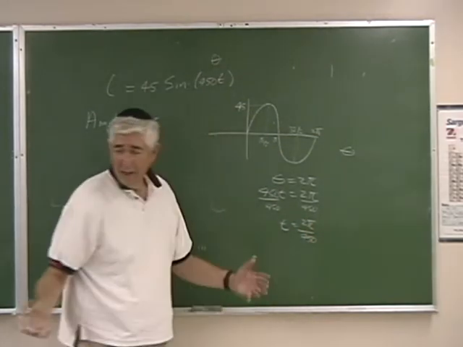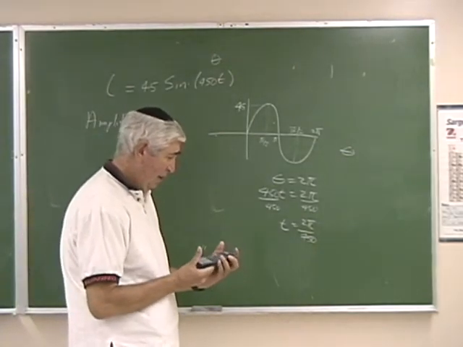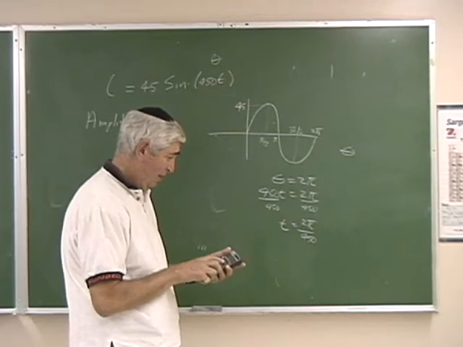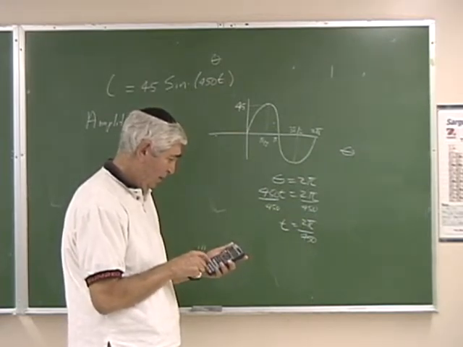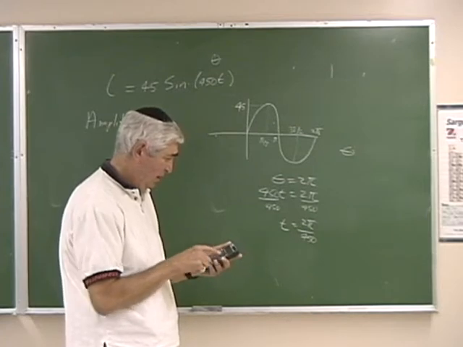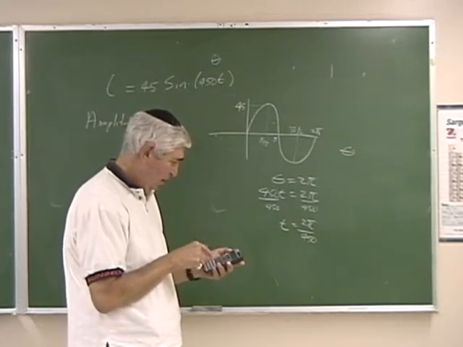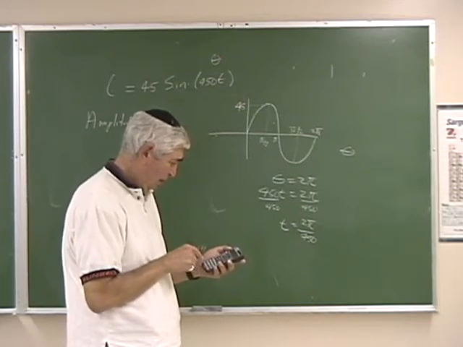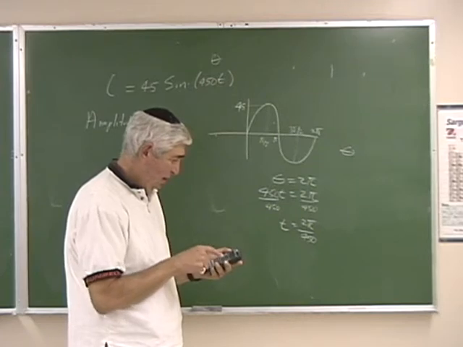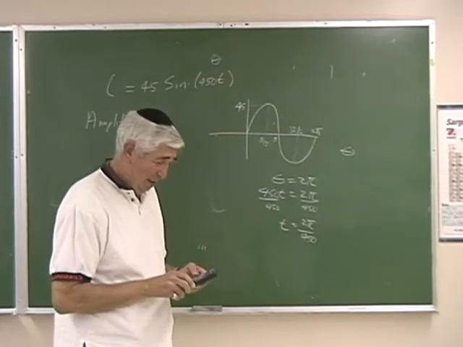So I'm going to use a calculator, and I'm going to put into the calculator, turn it on first, 2 times second function pi divided by 450. Oh, time out. My calculator is not working.